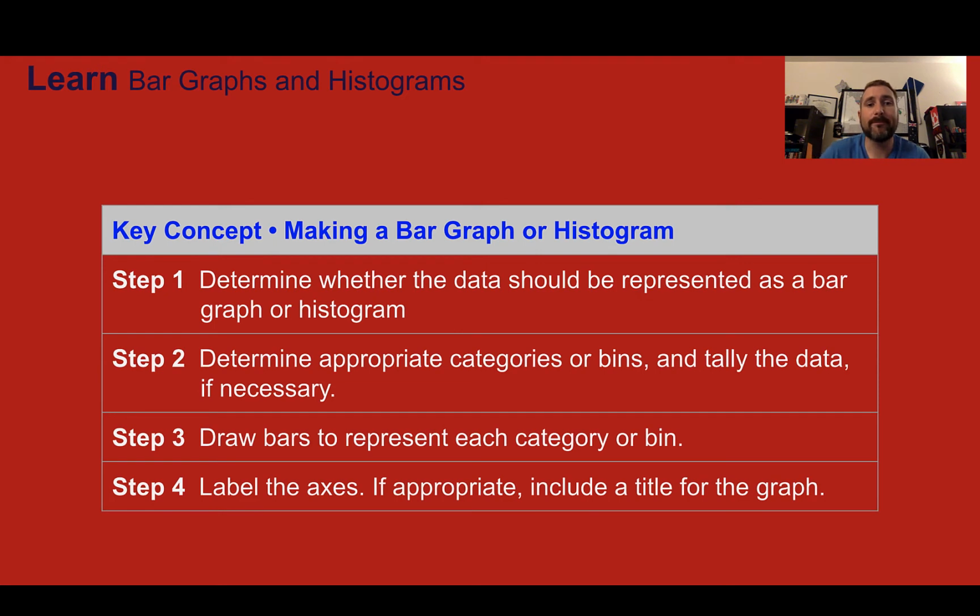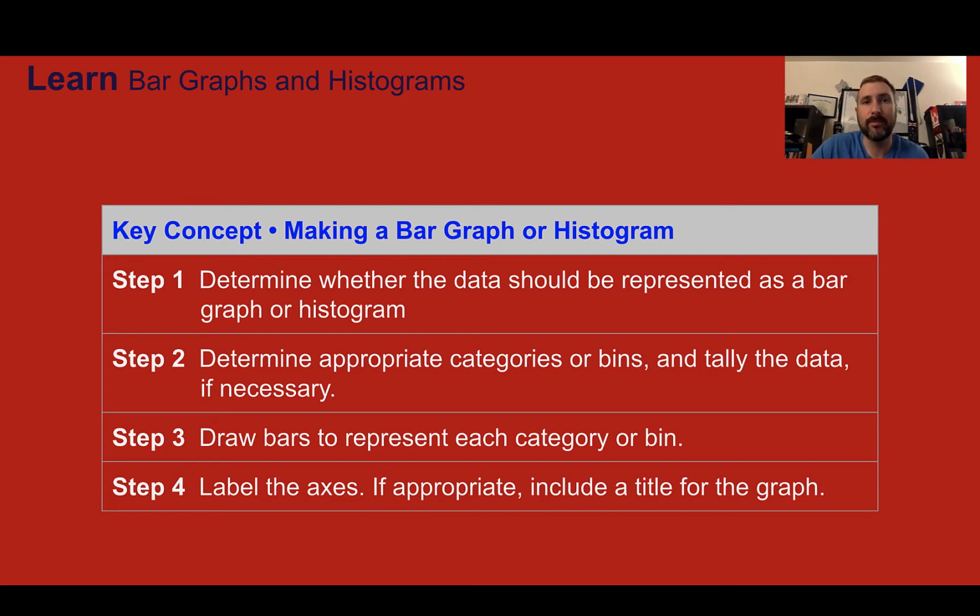After we've determined that, determine our appropriate categories or bins, and we're going to tally up how many would fall into each category. Next, we're going to draw bars for the height to show how many fall into each category or bin. And then, just like with dot plots, we're going to label our axes and title if we know what we're labeling.